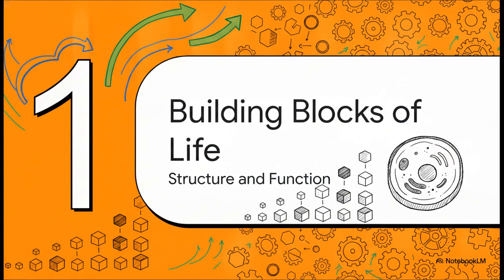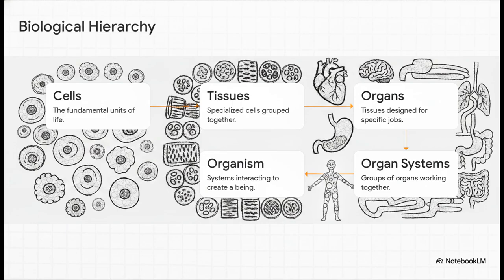The building blocks of life. To understand the whole machine, we absolutely have to start small. Looking at this biological hierarchy, we're hitting our standard by stepping all the way up from the absolute smallest unit to the entire living being. We start with step 1, cells. And fun fact, you've got over 30 trillion of them. They're the fundamental units of life.